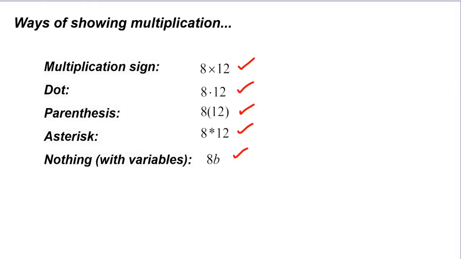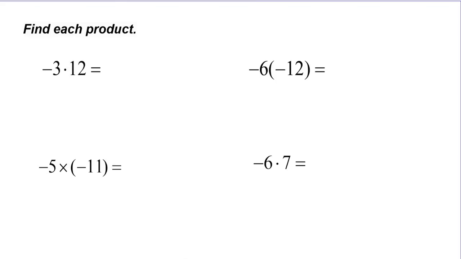Now I like to point this out because none of the other operations really have a lot of ways to be shown. Multiplication for some reason has a lot of ways to be shown, so I just wanted to point those out. So let's use what we've observed here to find the products, and we're just going to multiply and use our rules to find out whether our product is going to be positive or negative.